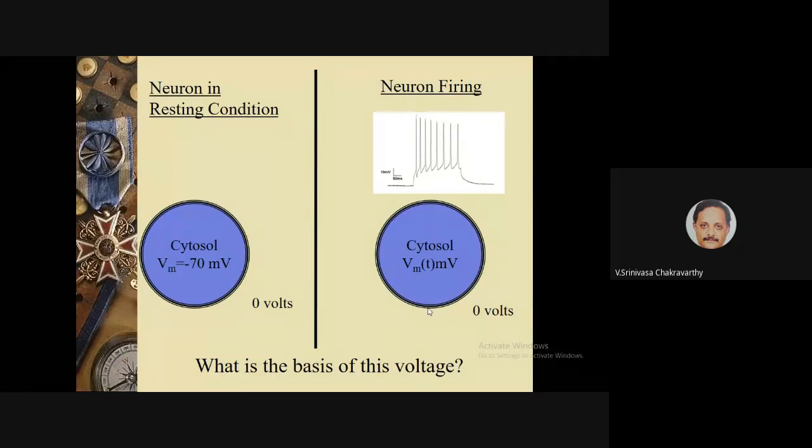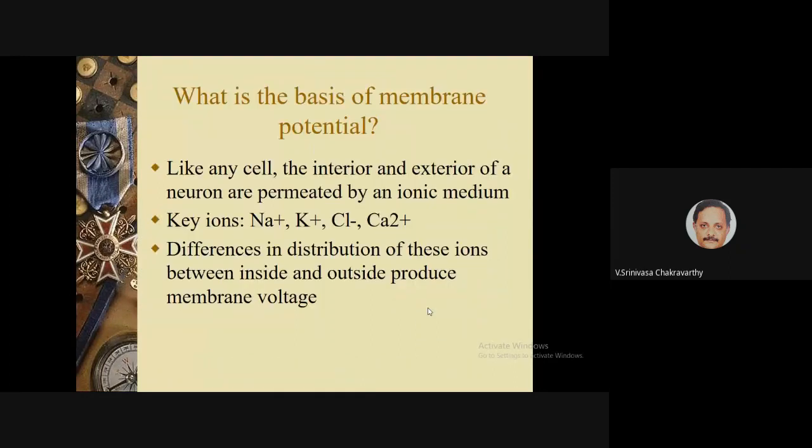The convention is that this voltage is always measured inside the cell with respect to outside. I assume that the outside, the external space, is at ground potential or 0 volts. With respect to that, inside is a negative value. So now let us ask the question: what is the basis of this voltage? How is it generated?